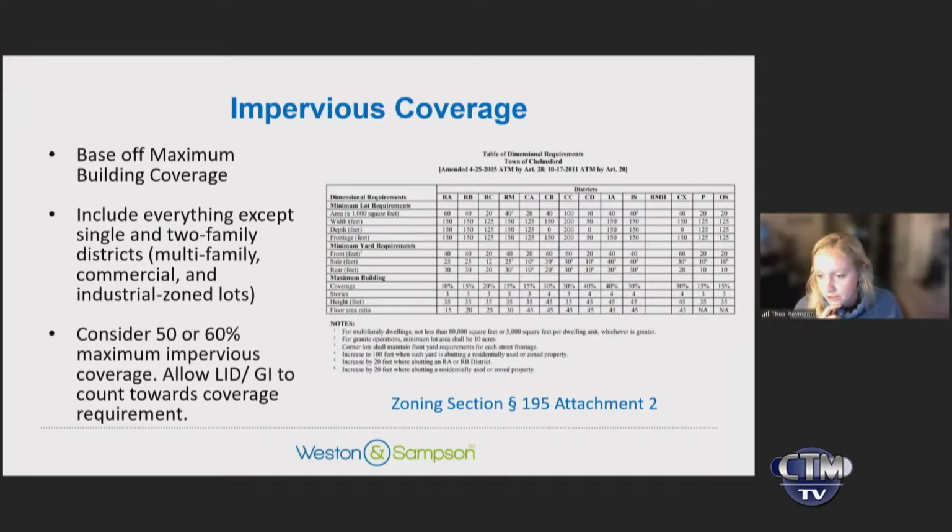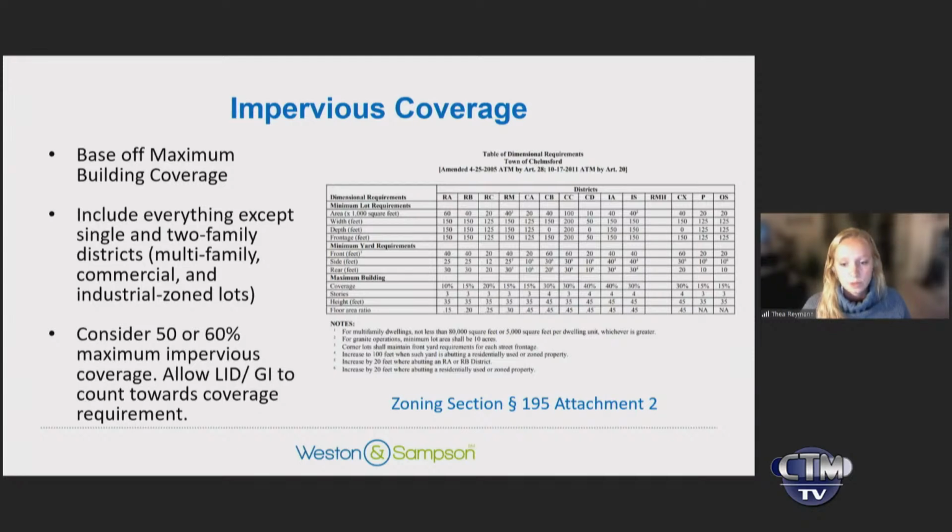So here I just have the current table of dimensional requirements, where you have the maximum building coverage, and you had mentioned at our earlier meeting that you would primarily be interested in a maximum impervious coverage percentage for everything except single and two-family districts, so commercial and industrial zoned lots. There are examples in other communities where sometimes they do landscaped usable open space requirements or hardscape requirements.